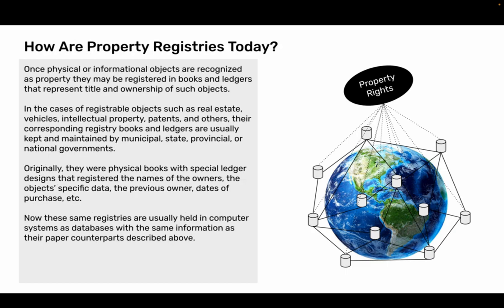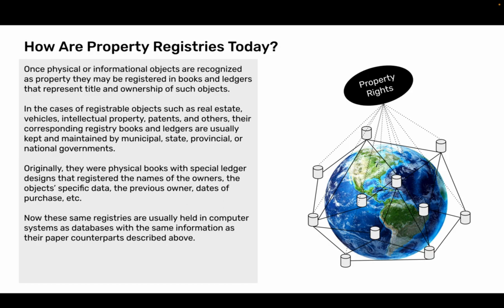How are property registries today? Once physical or information objects are recognized as property, they may be registered in books and ledgers that represent title and ownership of such objects. In the cases of registrable objects such as real estate, vehicles, intellectual property, patents, and others, their corresponding registry books and ledgers are usually kept and maintained by municipal, state, provincial, or national governments.